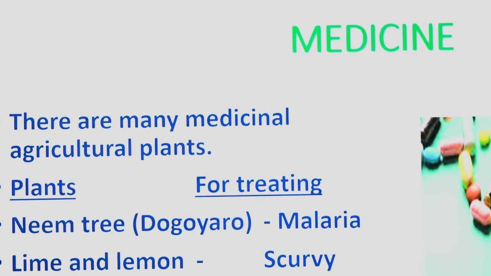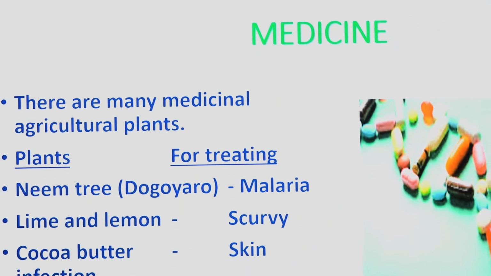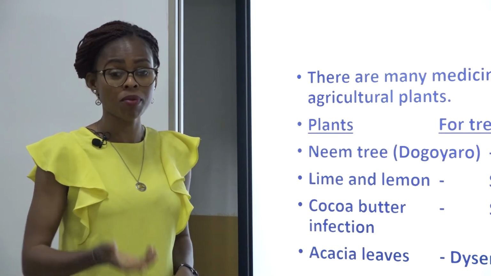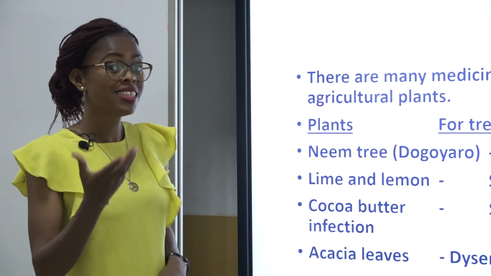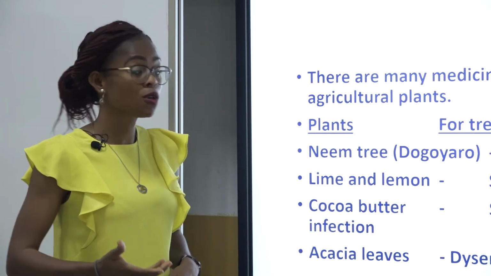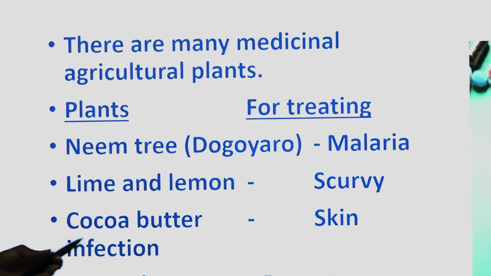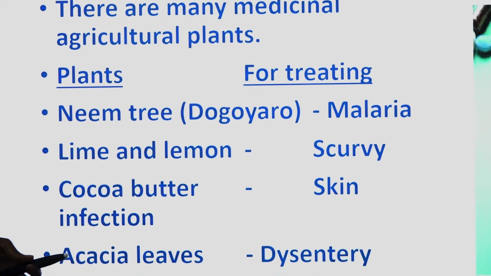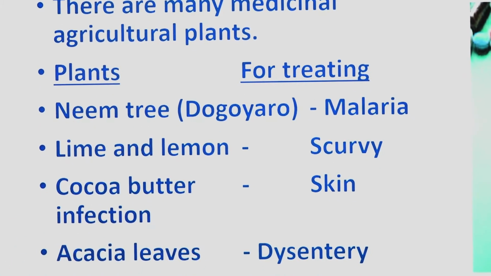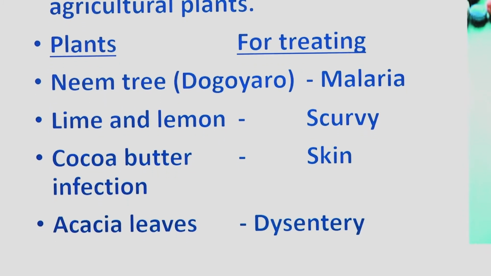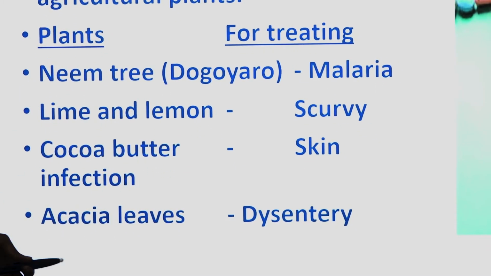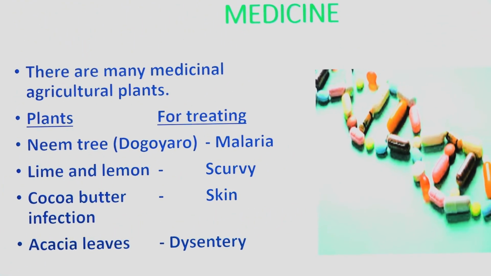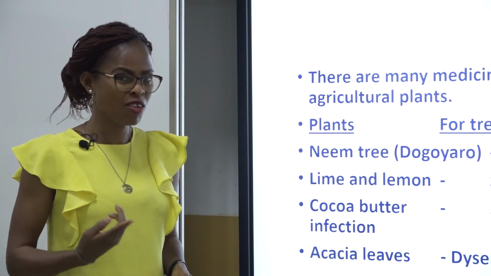Medicine is also one of the things agriculture produces. You might be thinking, how? Medicine? Yes. Within your neighborhood, you can find some medicinal plants like neem leaf, popularly known as dongoyaro. This leaf can be used to cure malaria. Also, lime and lemon are agricultural produce. They can be used to cure scurvy. We also have cocoa butter, which can be used to cure skin infection. We also have the acacia tree, which you can find within your locality, used for beautification in the neighborhood. It can also be used to cure dysentery.